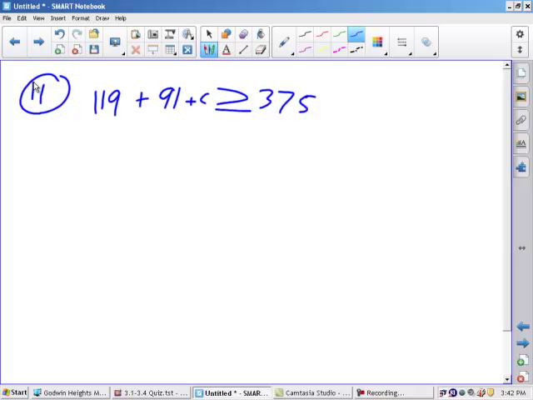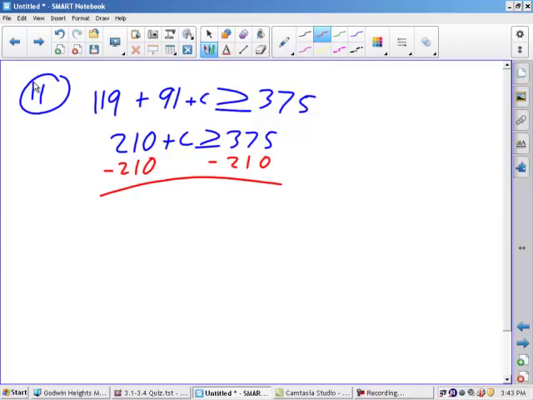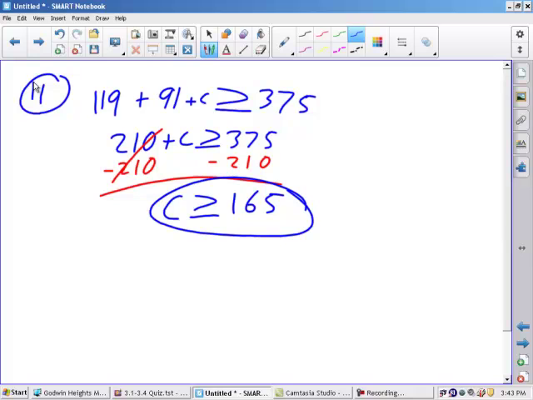Now what I need to go ahead and do is solve this. So if I have 119 plus 91, let's see if my math is correct, it would be not 219, it would be 210 plus C is greater than or equal to 375. Check my math on that. And then if I subtract 210 from both sides, I get C is greater than or equal to 165 cans in that week. So the choice is C, I believe.